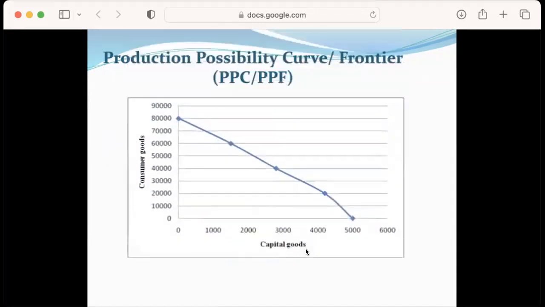When you show this on a diagram, it will be like this. This curve is a production possibility curve. This means that if a country puts in its fullest, maximum effort and uses its maximum resources, then the country can produce a maximum output anywhere on this curve. That's what we mean by production possibility curve.